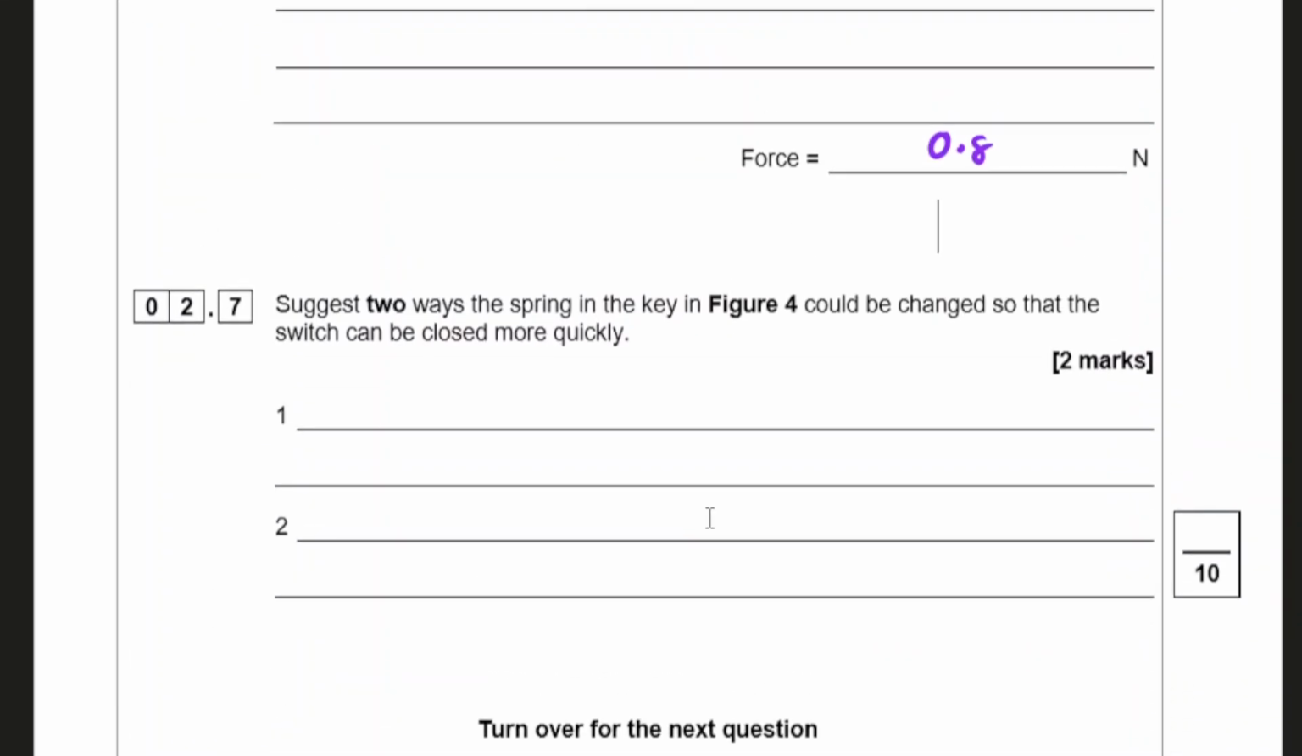Suggest two ways the spring in the key in figure 4 could be changed so that the switch can be closed more quickly. Well, if you want to make sure that the switch can be closed more quickly, you could use a shorter spring, or you could use a spring which requires less force, which means you need to use a spring with lower spring constant.